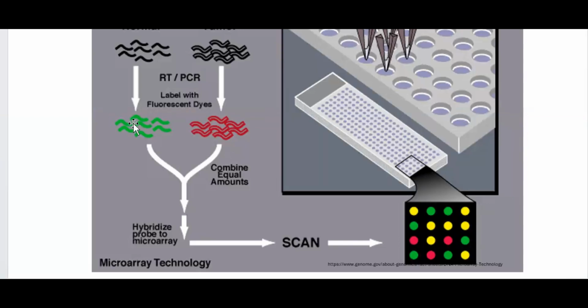And here you are combining the two in equal amounts and hybridizing the probe to the microarray, and then you are going to do the scan, and this is how the scan looks. So on one microchip, if you see, so many dots are there, and each dot is going to have the probe attached to it. So many fragments of different sequences can be scanned at a time. Right, that is another beauty of this particular technique.